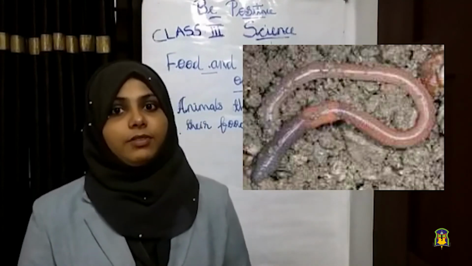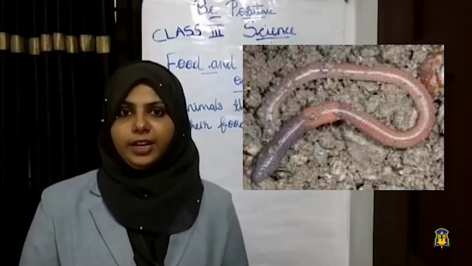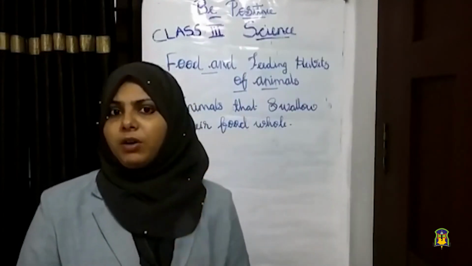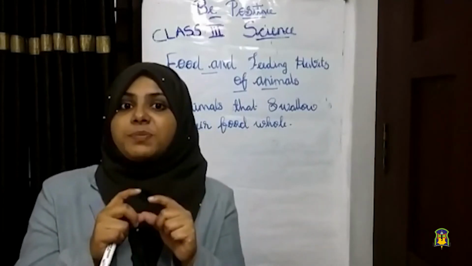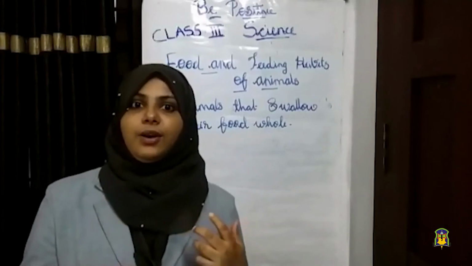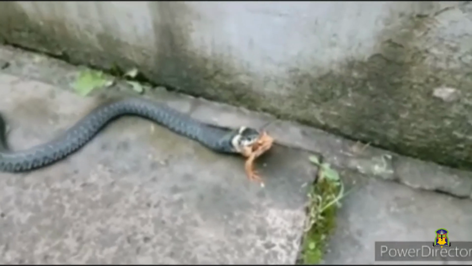Let's see how the frog catches insects and swallows. Frog traps the insect with its tongue and then swallows it. What is this? This is an earthworm. What is the food of earthworm? Yes, earthworm eats soil. Earthworm also swallows the soil.